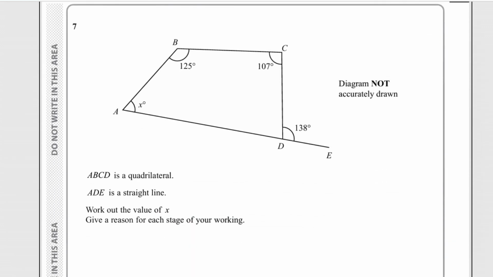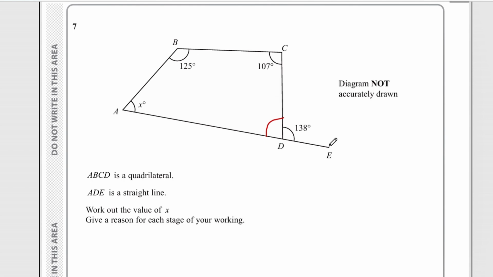Yes, questions like this are very important because they carry more marks. ABCD is a quadrilateral, AD is a straight line, work out x. So the first thing you must know, and they always ask for reasons, is that the sum of angles on a straight line is 180. So these two angles make up a straight line, this one and the other one. So when you add these two angles, you should get 180.